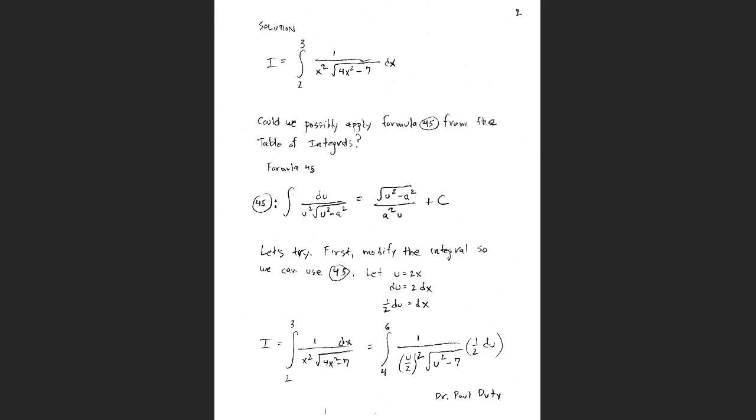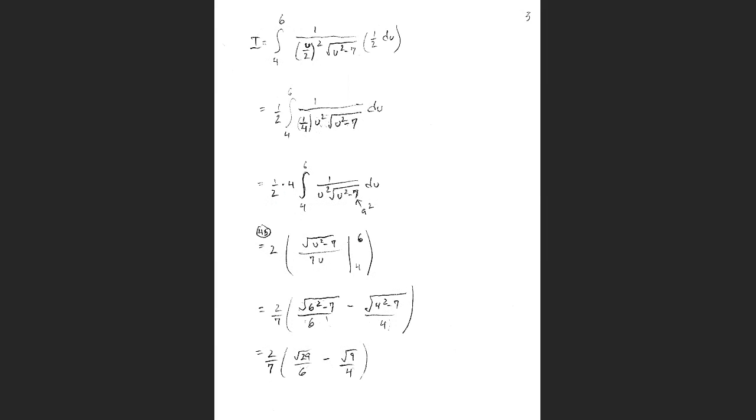All right, so we get down to here, and we compare that integral with the matching integral here for formula 45. And we've got to do a little modification. Let me go to the next page. So the u over 2 quantity squared, I'll write that as 1/4 u squared. And of course I have a half here. I'm going to bring that 1/2 out in front of the integral.